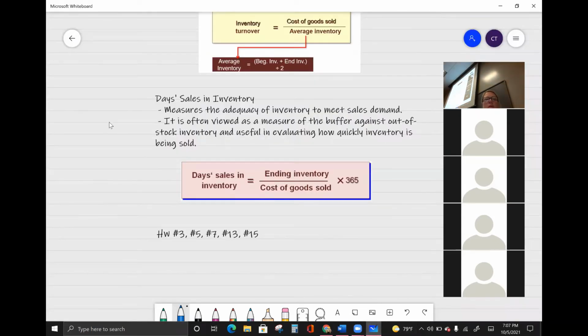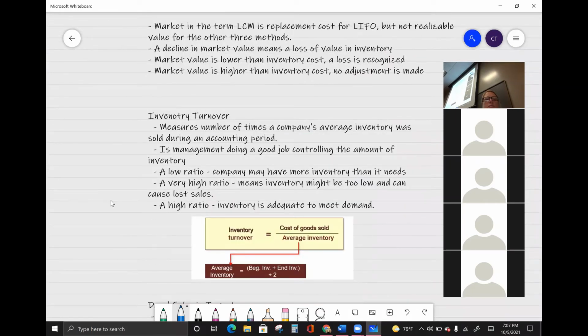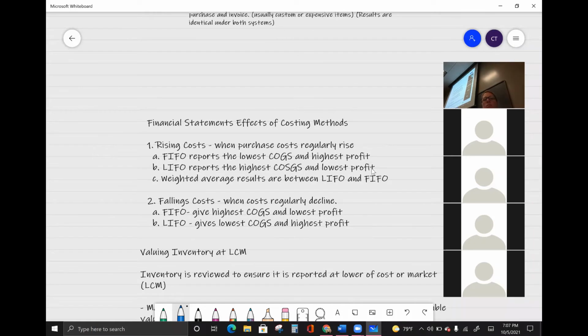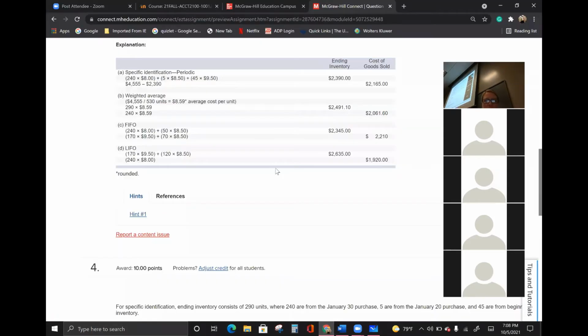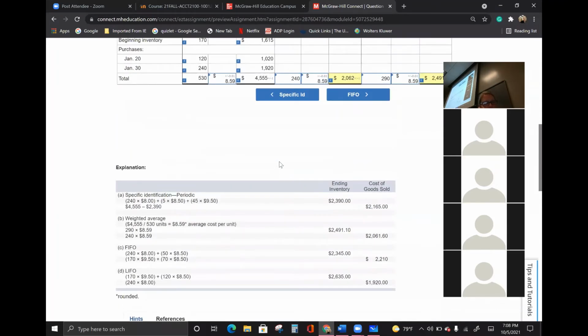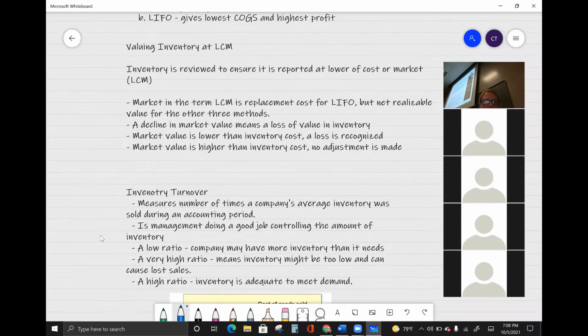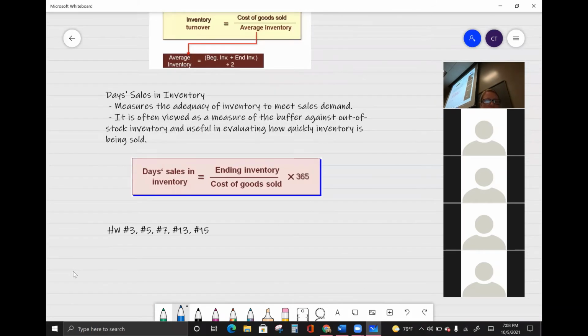So that is on here, right in this section. It's just asking you to think about what's happening with those costs. The cost that's going out is lower, so I'm going to have lower costs, which means I have higher profit. All right. Let's look at the next one. Do you have any questions on periodic?